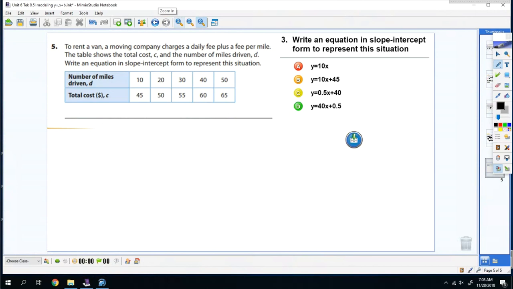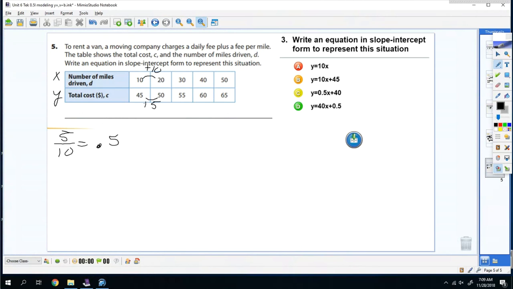Number 5, to rent a van, a moving company charges a daily fee plus a fee per mile. The table shows the total cost C and the number of miles driven D. Write an equation in slope-intercept form to represent this situation. Okay, so this is your x and that's your y. It goes up by 10 and it goes up by 5. So you have 5 over 10, which is 0.5 or 1/2.